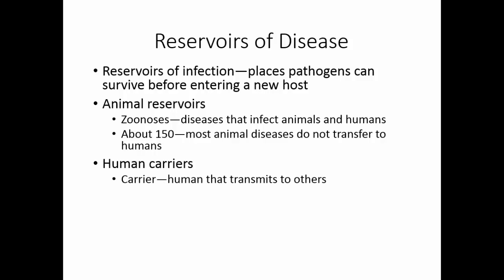A carrier is a human that can transmit the disease to others. Some of these are chronic asymptomatic carriers. They've never had the disease, but they've somehow acquired it. Their immune system has kept it suppressed, but they can still give it to others. Also, people who are convalescing from a disease or are shortly after an infection may still be able to transmit the disease to others. They have no symptoms, but they're still capable of transmitting the disease.